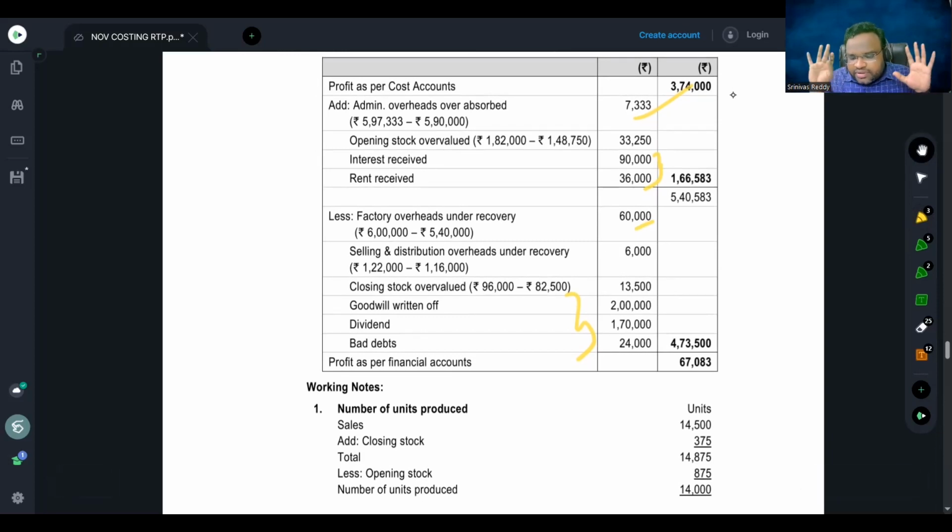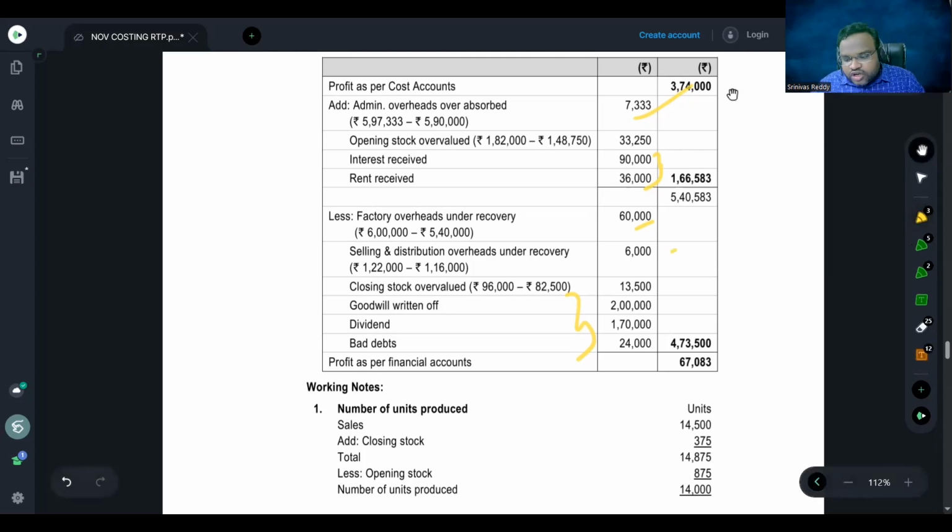So it is simple like BRS. What happened in financial accounts? What happened in cost accounts? If you understand both simultaneously, you can understand whether to be added or whether to be reduced. So because of debiting more in financial accounts, your cost accounting profit has gone up. So that is reduced to come to the financial accounts profit, to align with the financial accounts profit. Clear? Right. So up to now, hope you are clear.